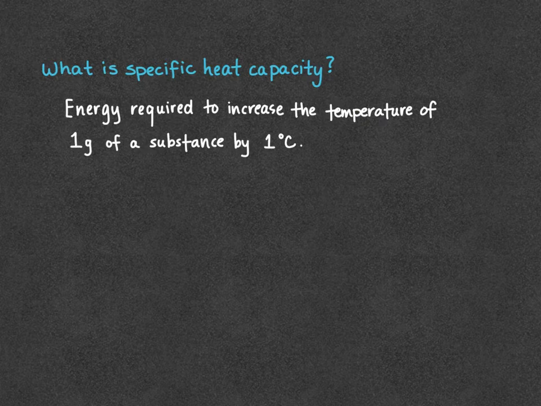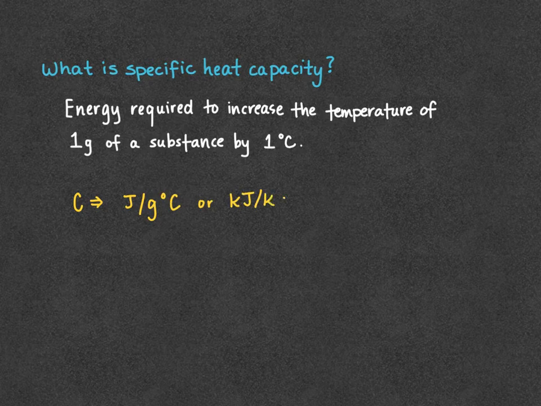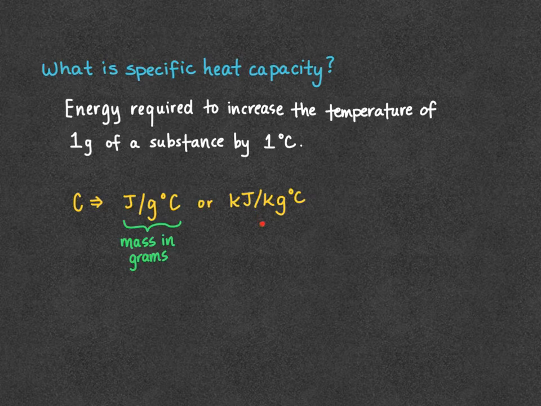In a mathematical formula, we will be representing specific heat capacity with the letter C, so a lowercase c, and we will be giving it the units joules per gram degrees Celsius or kilojoules per kilogram degrees Celsius. So we're going to be using this first one, joules per gram degrees Celsius, when our mass is measured in grams. We're going to be using the second one, kilojoules per kilogram degrees Celsius, when our mass is measured in kilograms.